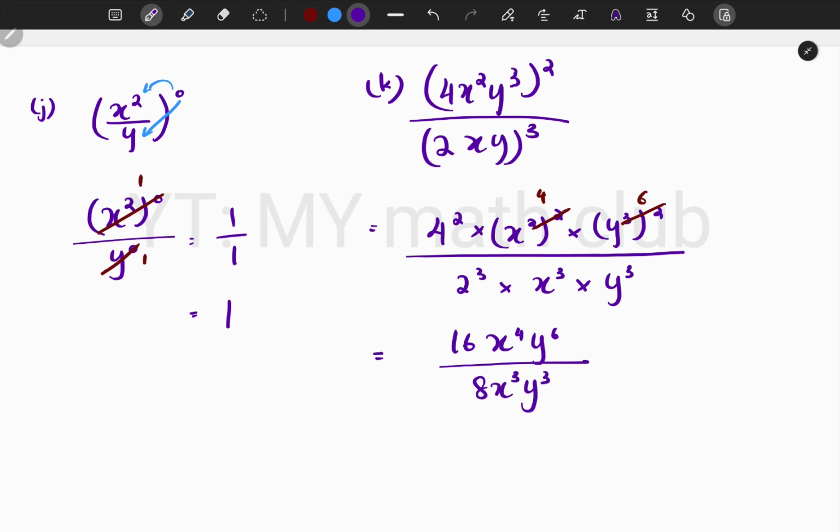And then from there, you're going to simplify it further because there's a division operation right here. So we can simplify 16 divided by 8, x to the power of 4 divided by x to the power of 3, y to the power of 6 divided by y to the power of 3. So your final answer, you should get 2xy cubed.